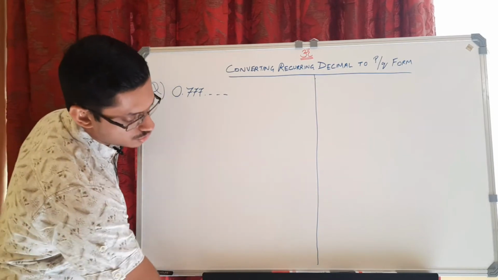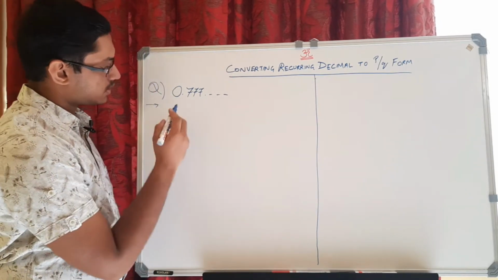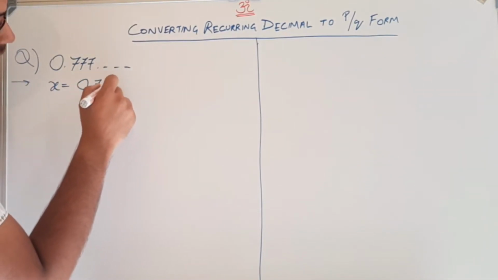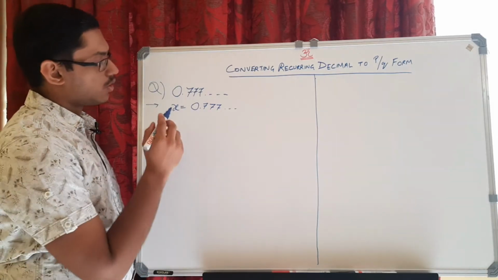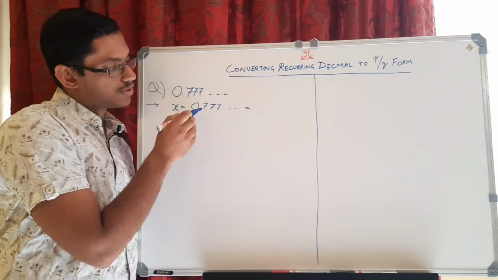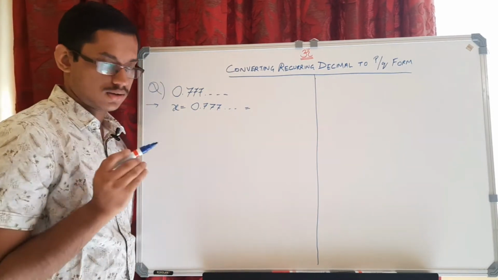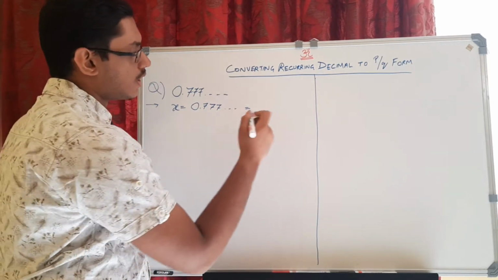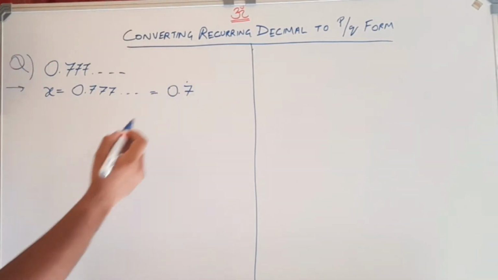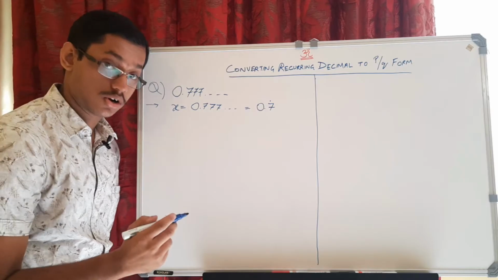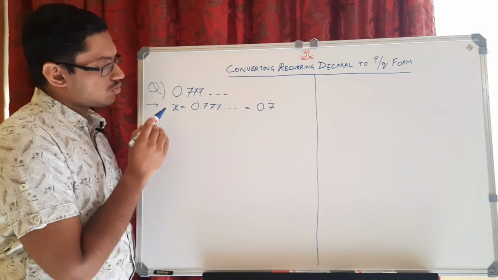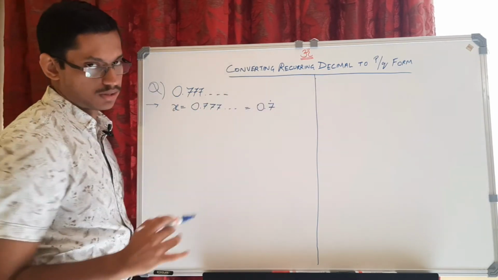So the first thing you have to do is to write x is equal to 0.777 continued. Now what does this mean? You have to equate it, okay? How do we represent it, by writing 777 and putting 3 dots? No. The proper way of representing it is 0.7 with a small dot above it. This means that 7 is being repeated till infinity. So this is how we represent a repetitive or recurring decimal, okay?